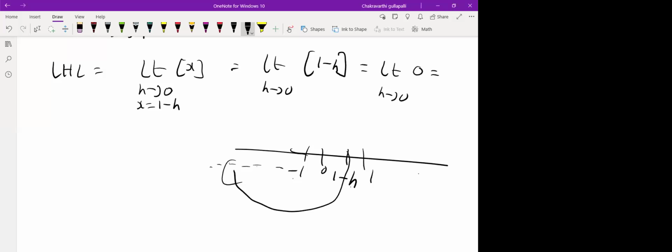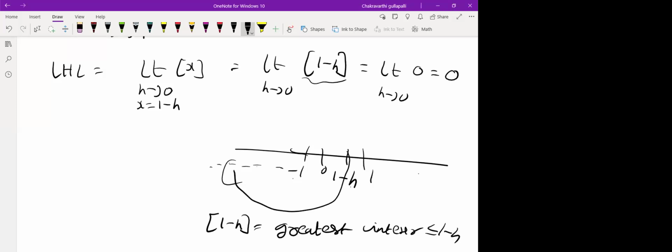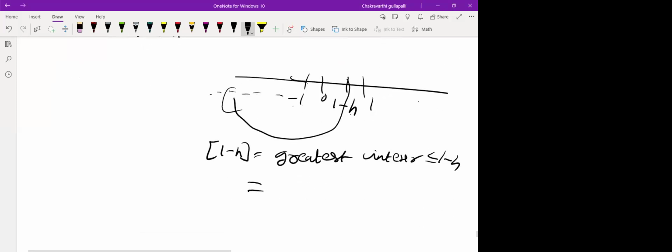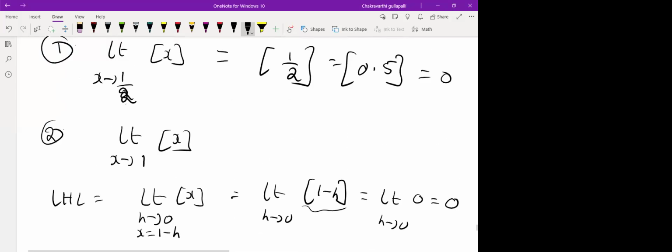This is 0. Replace H by 0, there is no 0. We have simplified the value, it is 0. So box of 1 minus H is the greatest integer less than or equal to 1 minus H. Immediate preceding, 1 minus H is not an integer. If it is an integer, you can include that also. So it is minus 1, 0, greatest among them is 0. So now first simplify, then replace.